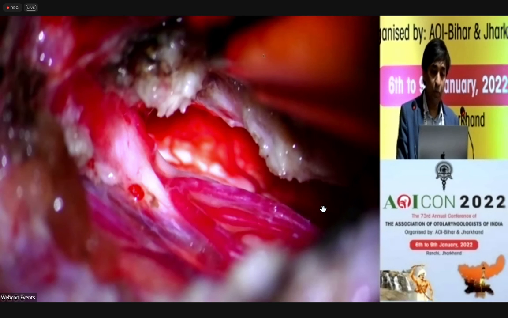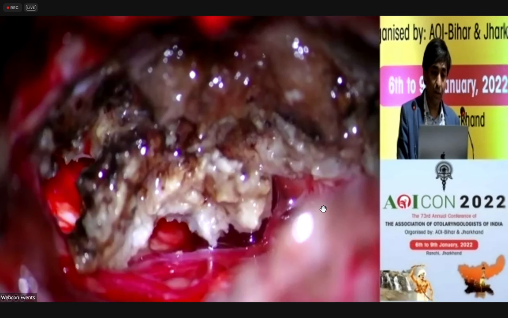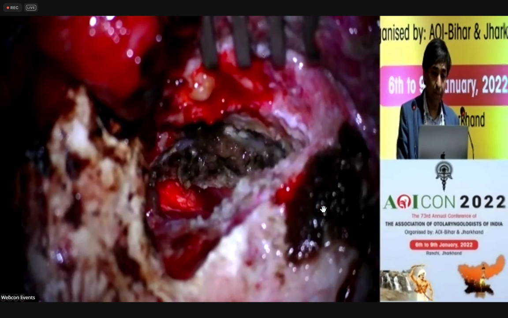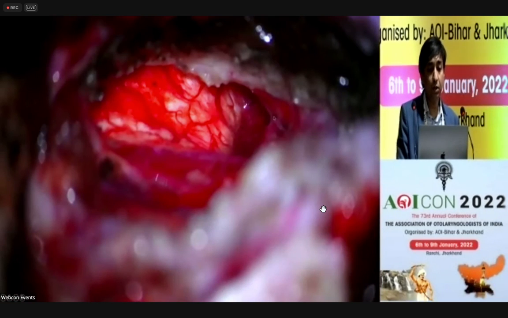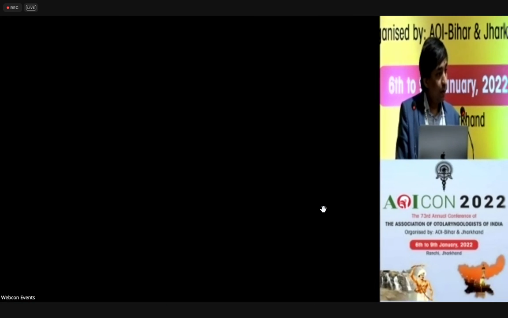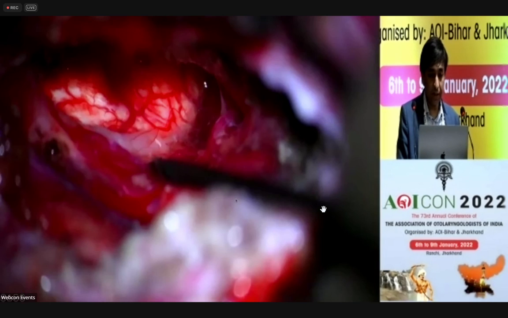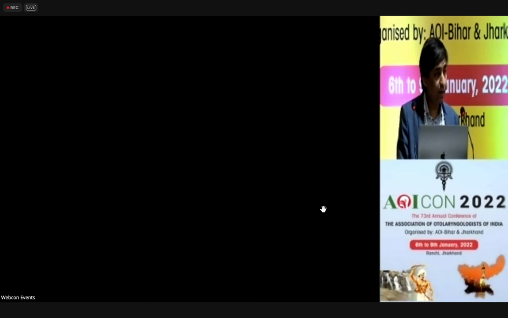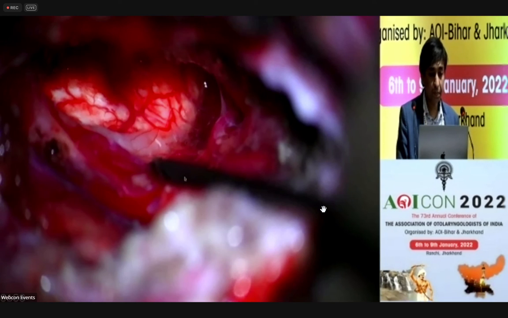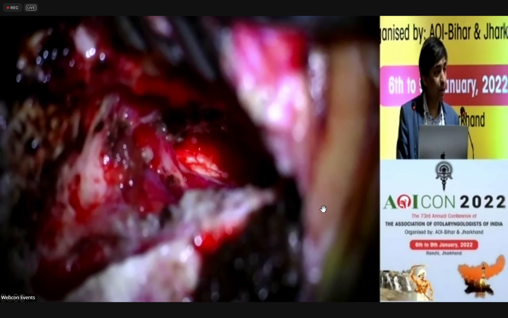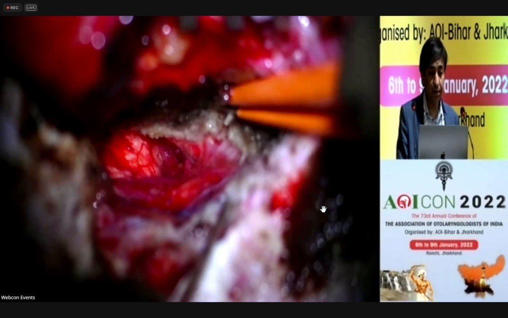AICA loop, tumor completely resected out. Okay, the last part of the tumor being resected. And then complete tumor resection intracranially. Okay, so this is the final picture. You see the facial nerve is seen here, tested by neuromonitoring. And this is the picture of total tumor clearance intracranially.